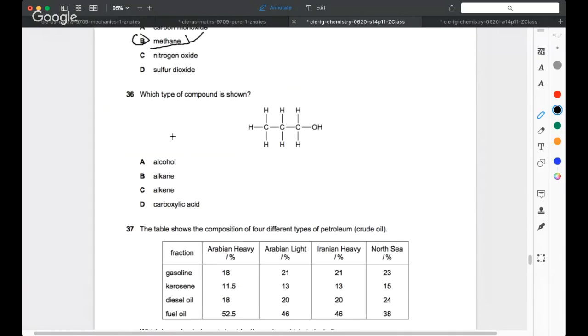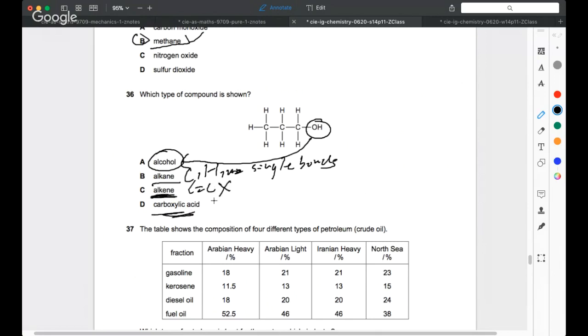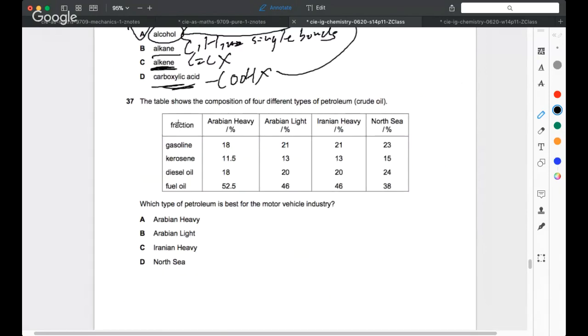So 36, we have an OH group here, which means that it's an alcohol. It's not an alkene, because an alkene has a double bond. It's not an alkane either, because an alkane only has carbon and hydrogen and single bonds. Carboxylic acid is COOH, which is not right either, because there is no COOH in your molecular structure. So the alcohol is the right answer. Number 37.